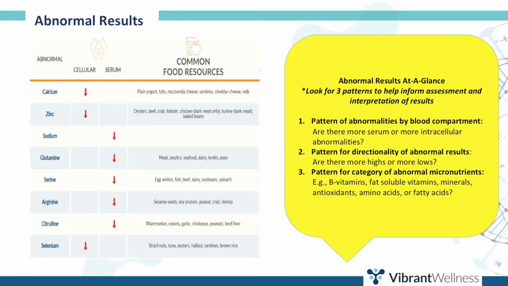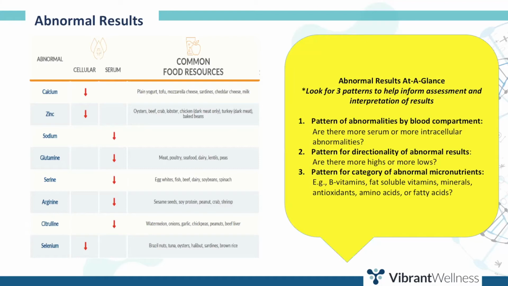The second thing I look for, and we'll definitely dive deeper into that in the next few slides, the second pattern I look for really is a directionality of the abnormal results. Do we see more highs? Do we see more lows? Do we see a mixture of both? And here, clearly, there's another pattern. You've got 8 abnormalities and they're all deficiencies, all lows. So pattern 2 identified.